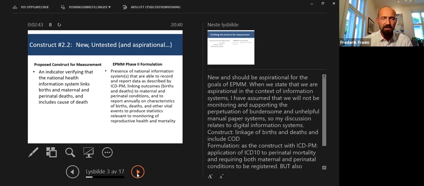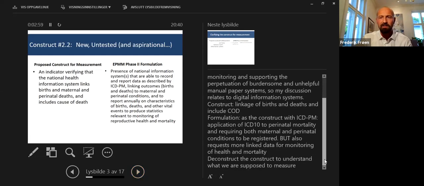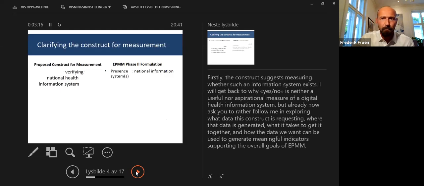In this formulation that has been developed during EPMM phase 2, we start with the same concept of linking births and deaths for recording causes of death, but also going far beyond this restricted health information perspective and requesting more linked data for monitoring on health and mortality. And we'll start by deconstructing this construct to understand really what are we supposed to measure under this construct.